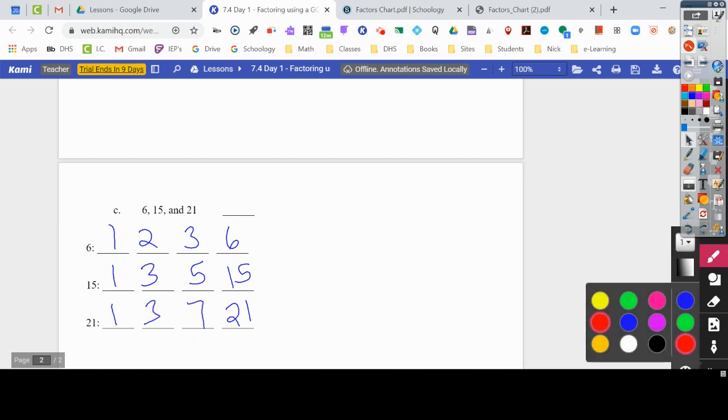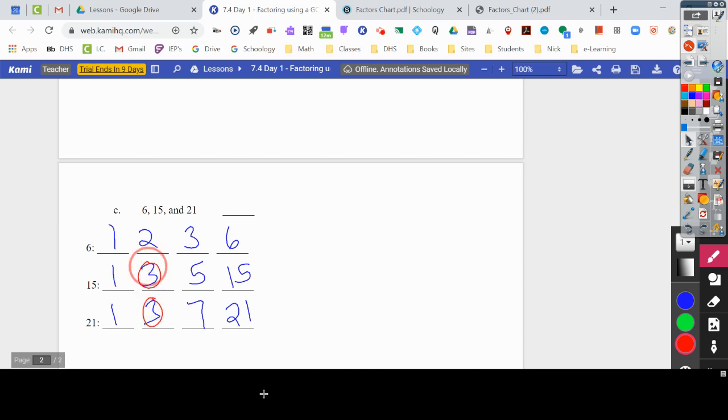So now to find the GCF of these 3 sets of numbers, again, I'm just looking for the greatest thing in common. Well, they all have 1 in common. They also have 3 in common. So 3 is going to be my GCF. And for something to be a GCF, it needs to be the greatest common factor in all 3 terms, or all 2 terms, depending on how many terms you have.